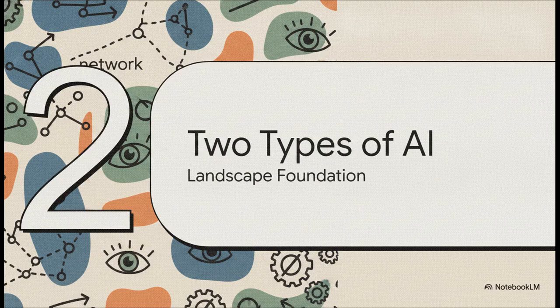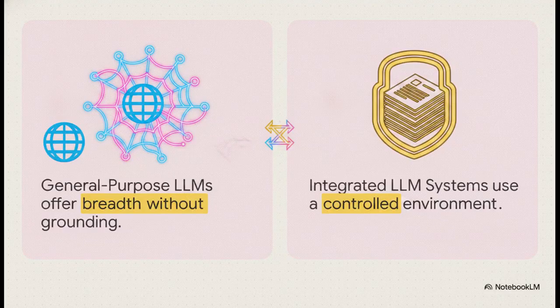Moving right along to Section 2, 2 types of AI. This is really the foundation of the entire landscape. Today's AI landscape divides pretty cleanly into 2 very distinct categories, based entirely on what the model is actually allowed to see. We have general-purpose LLMs on one side and integrated LLM systems on the other.